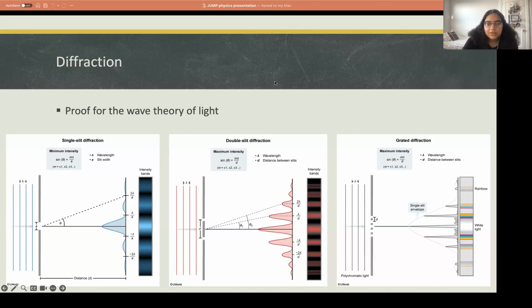So that's all proof for the wave theory of light. Since you're seeing this wave pattern and the different intensity bands, it proves that light is a wave because it splits up that way.